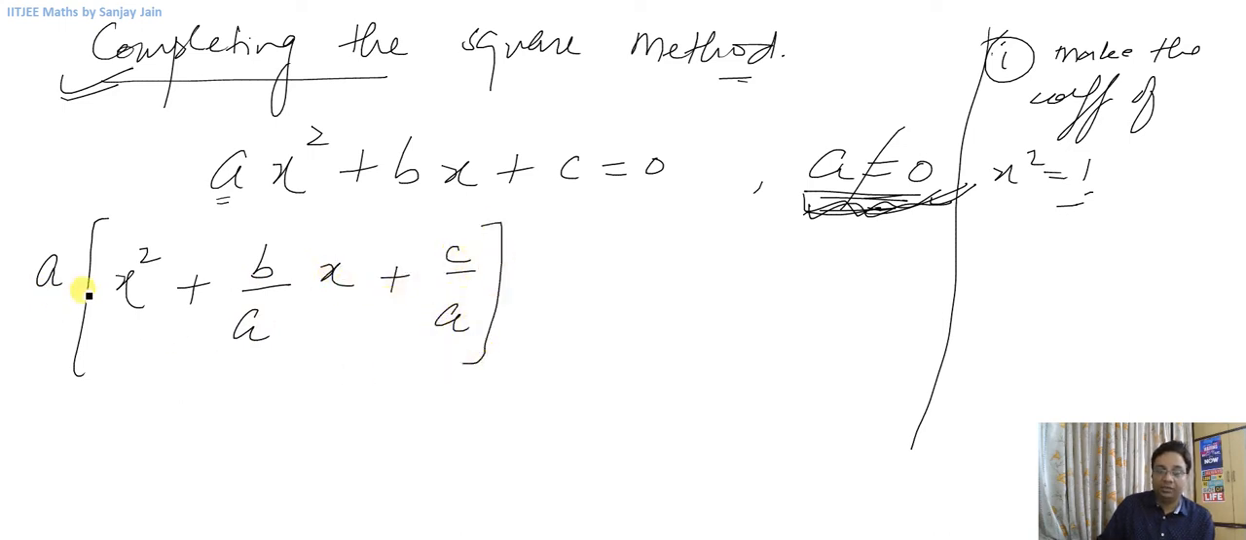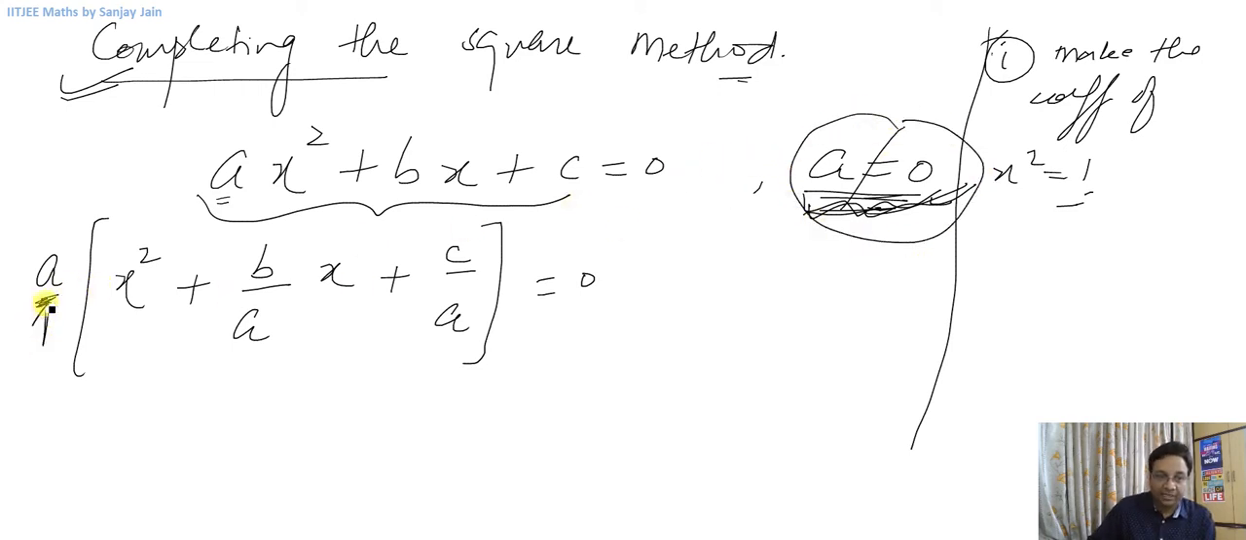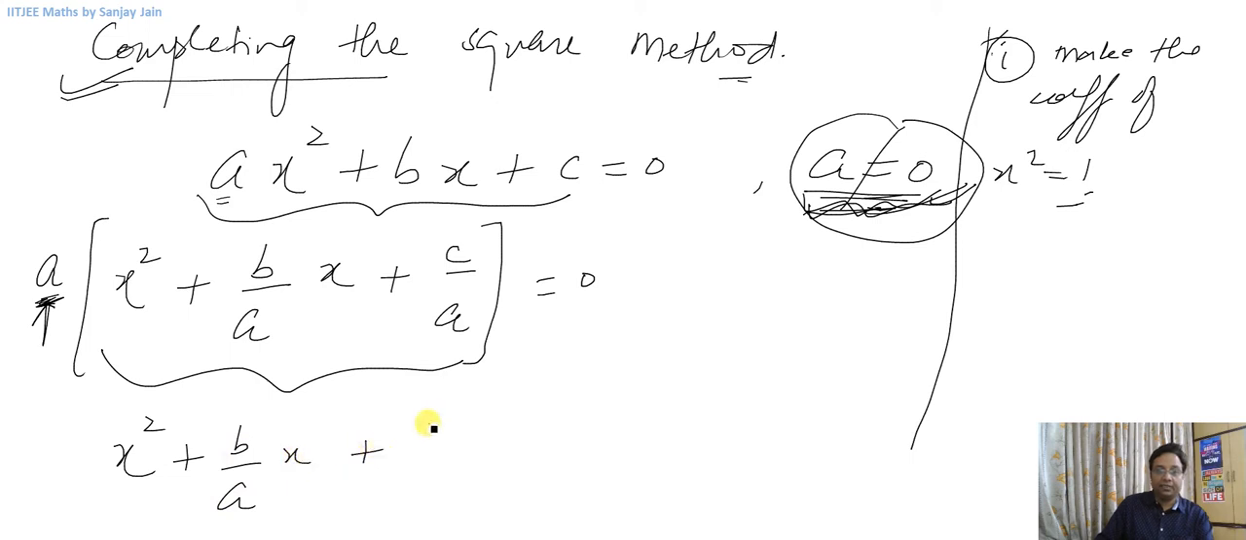Now you can also verify, if I multiply this a inside, I'll get this left hand side once again, and it is equal to 0, right? Now that a is not equal to 0, we started with this fact that a is not equal to 0. If a is not equal to 0, I can simply cancel it. Or you can think, if a is not equal to 0, then this expression here has to be equal to 0 for this equation to satisfy. So the next I can write is x square plus b by a x plus c by a equals 0. Okay.